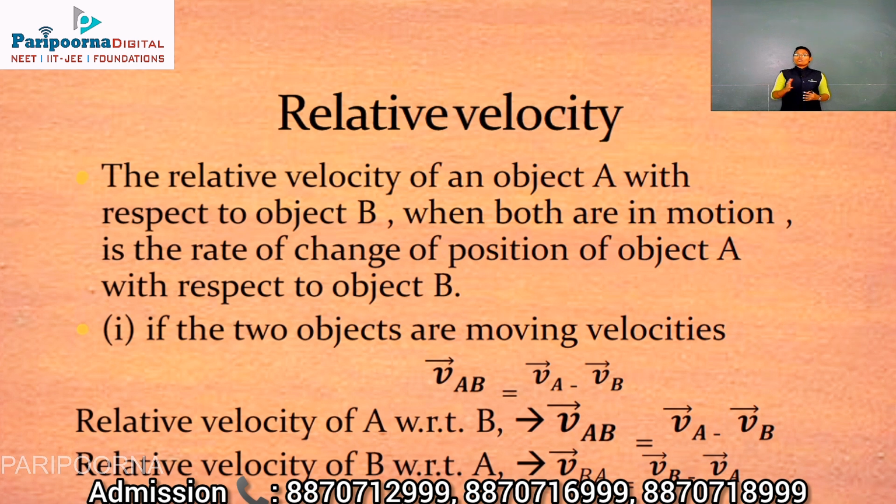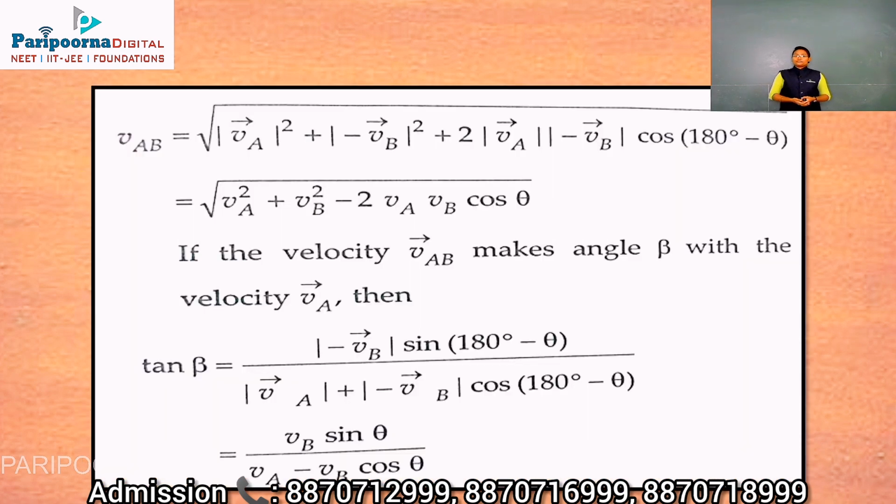Now, if the two objects are moving with velocities, then the vector V_AB for objects A and B is equal to V vector A minus V vector B. The relative velocity of A with respect to B is V_AB equals V_A minus V_B vector. Likewise, the relative velocity of B with respect to A is V_BA equals V_B minus V_A vector. So these are the relative velocities.